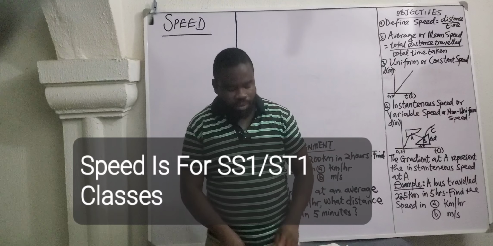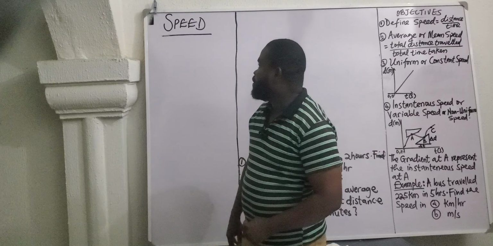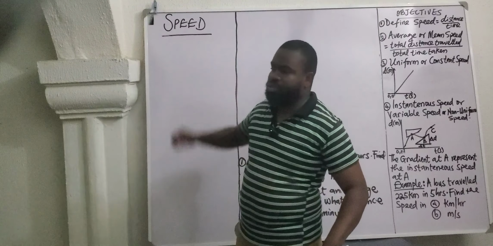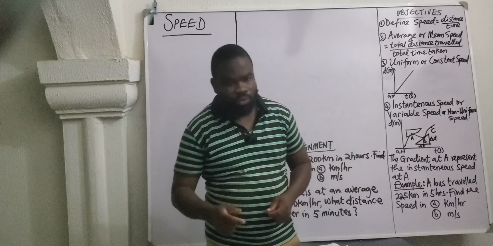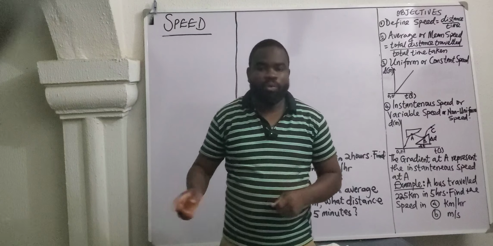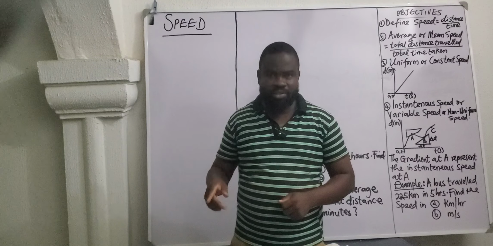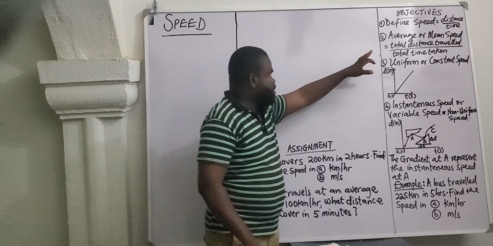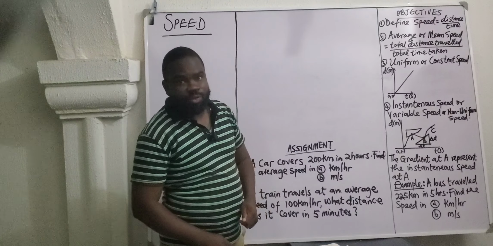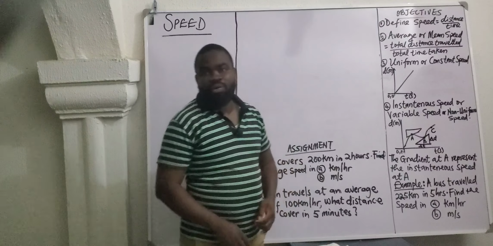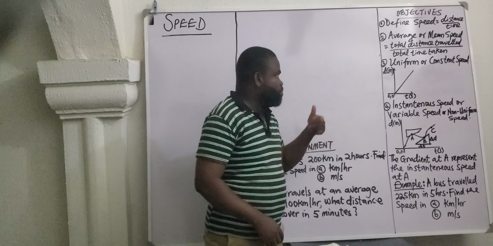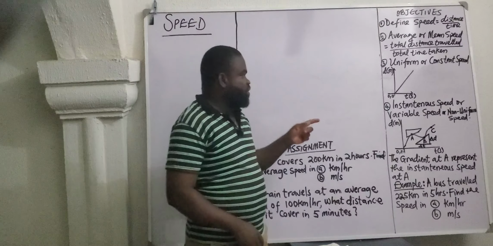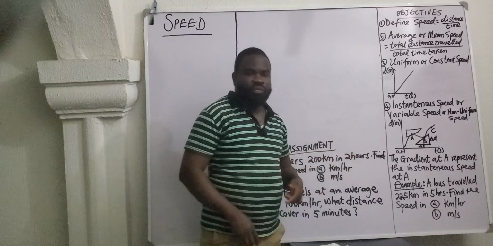In our class for today, meant for SS1 students, we shall consider the topic speed as a follow-up on the last two topics, distance and displacement. So for our class of today, we will discuss the meaning of speed and other variants of speed, such as average or mean speed, uniform or constant speed, instantaneous or variable or non-uniform speed.